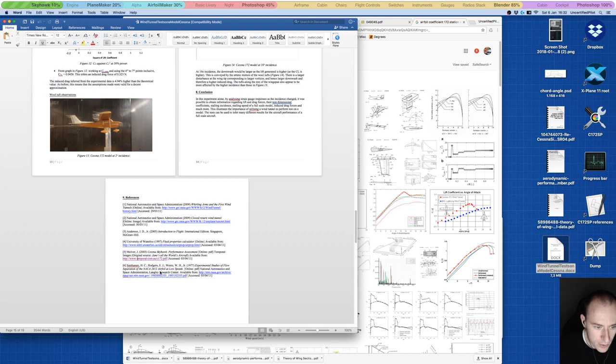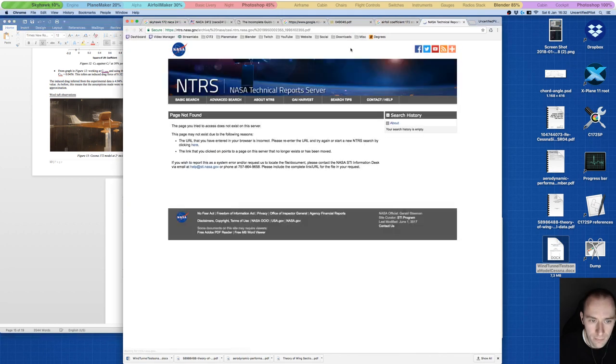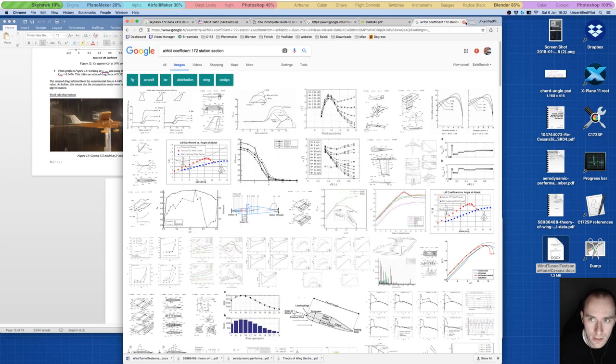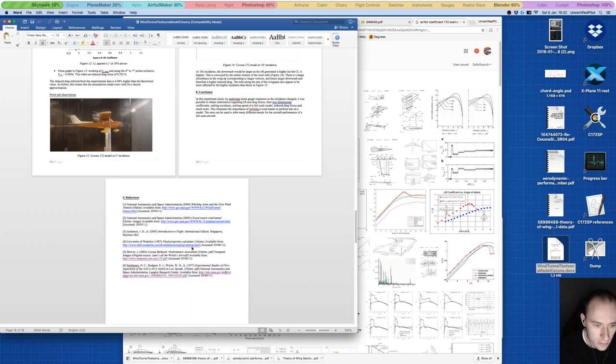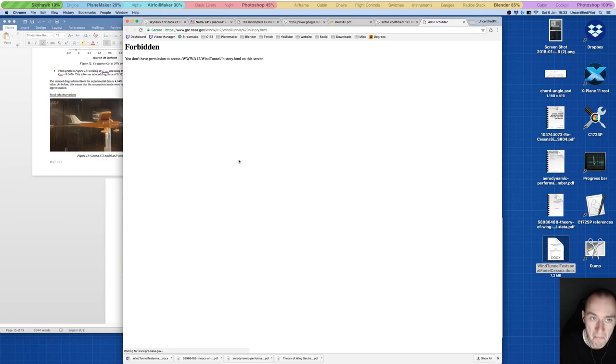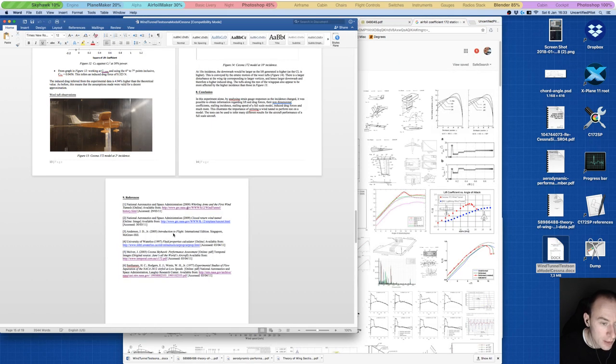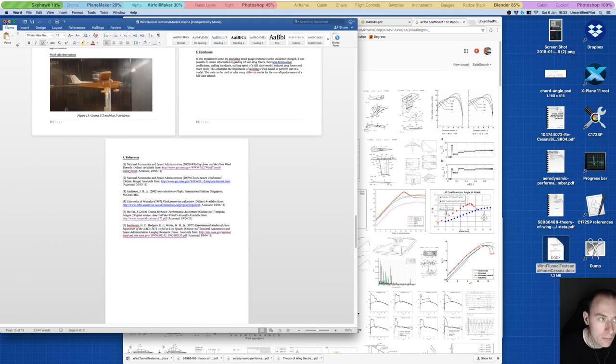Experimental study of flow separation at low speeds. Does not exist anymore. Fluid, that's not it. Closed return wind tunnel, no. Whirling arms. Forbidden. Thank you.